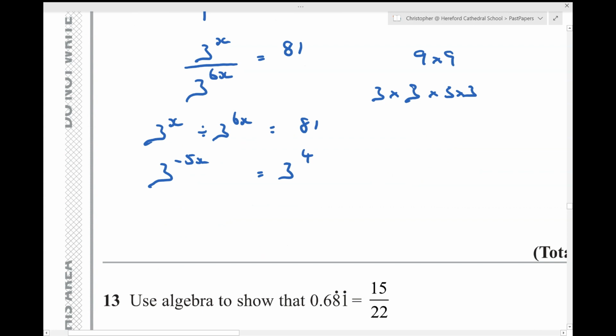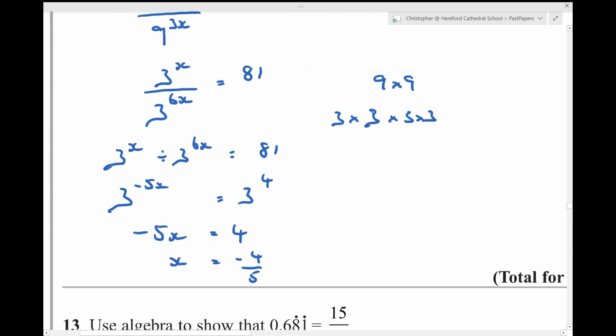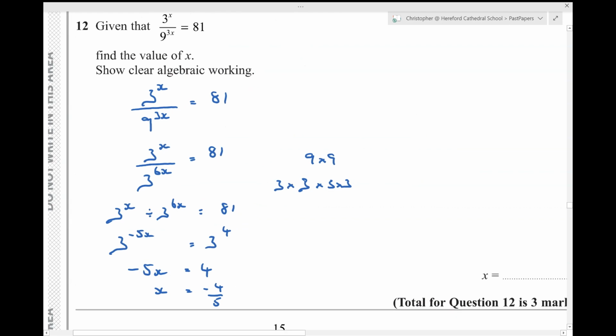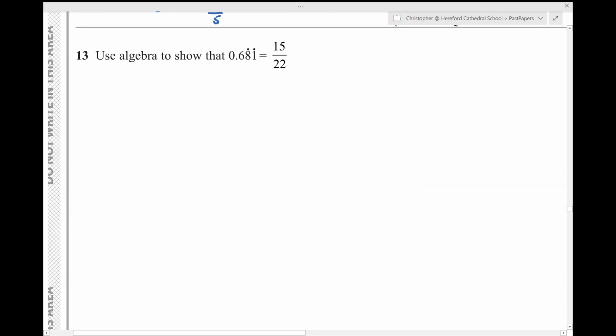So this boils down to minus 5x equals 4, which means that x must equal minus 4 over 5, or minus 0.8. And that is question 12 done. Question 13. Right, use algebra to show that this is true.